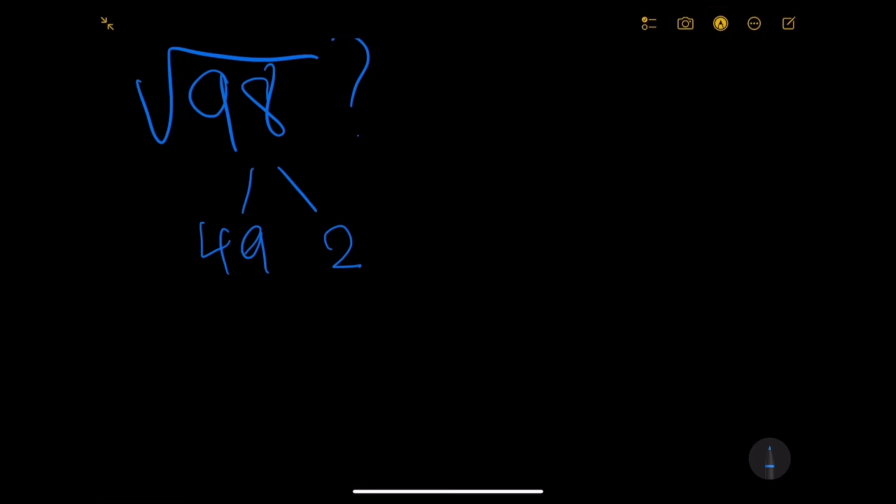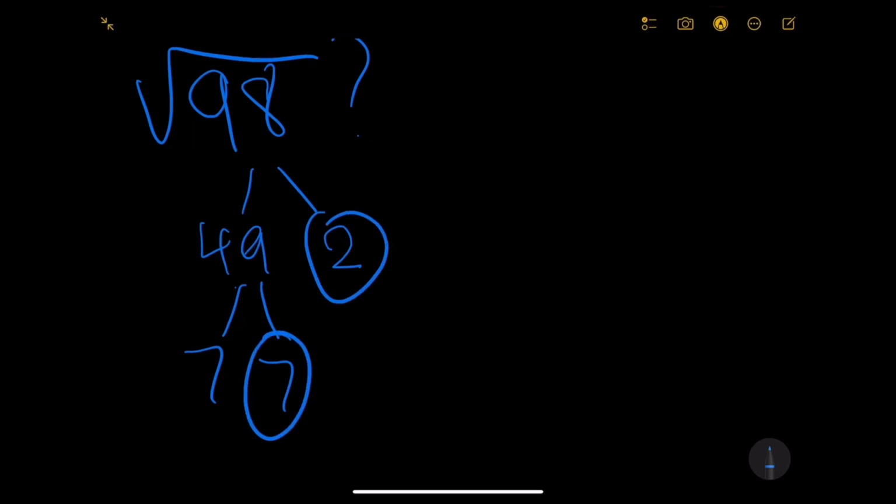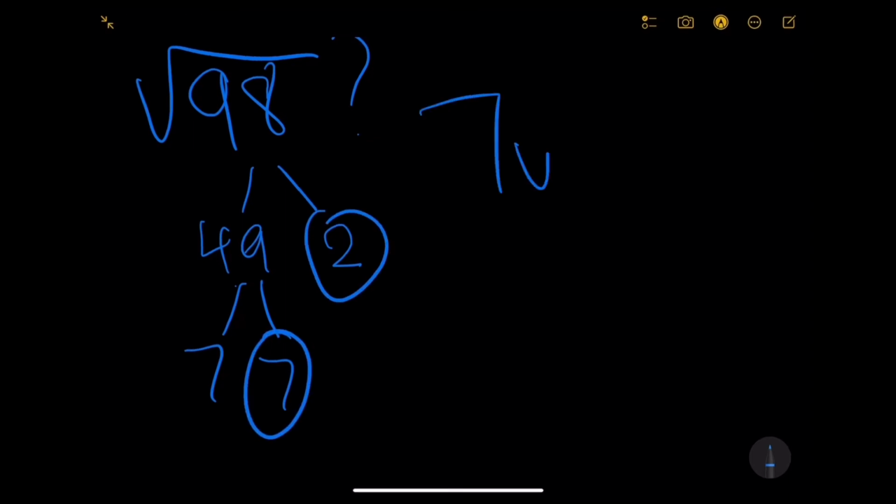The key to finding the perfect square is to find the biggest number that can fit into your square root. And 7 times 7 equals 49. So just circle this, and your answer should be 7 square root of 2.